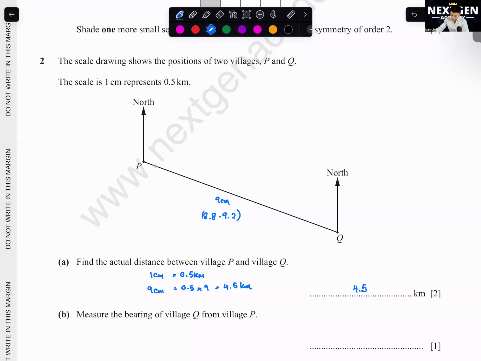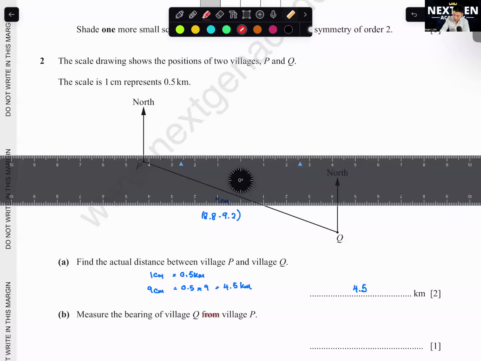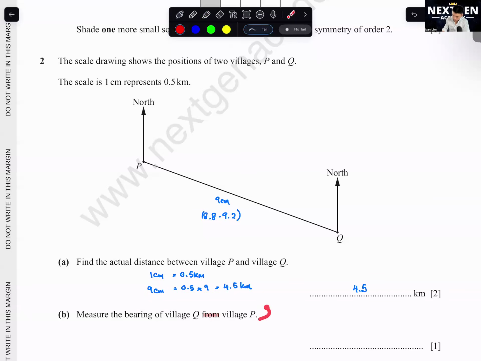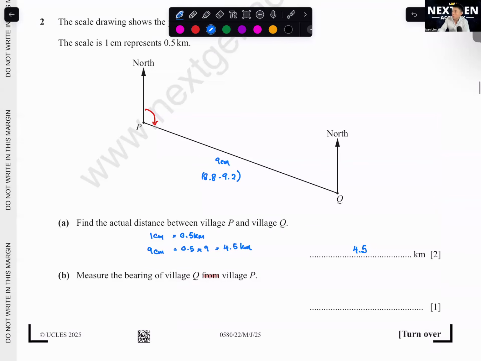Measure the bearing of village Q from village P. Remember the word that you need to take note of? The word from. From means where it starts. So we are going to start from P. This is the angle that we want. You're going to take your protractor and measure it. The acceptable answer is from 108 to 112. Mine is 110. This one, just go and measure.